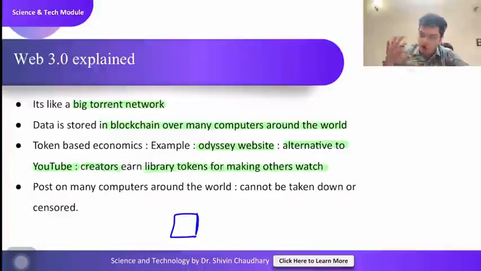How can you watch? Not on a central server like we do right now, but on distributed systems on your own computer through downloading, right? So everybody owns the data. If you want something, you can store it and nobody can take it down because there is no central authority, because it's working on the principle of blockchain. So the post is on many computers around the world because there is no central authority like in blockchain, and this cannot be taken down or censored.